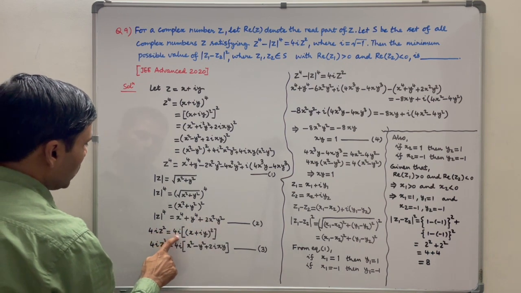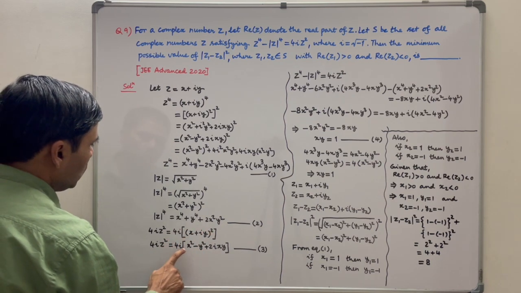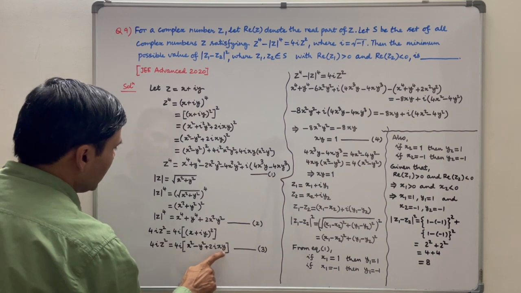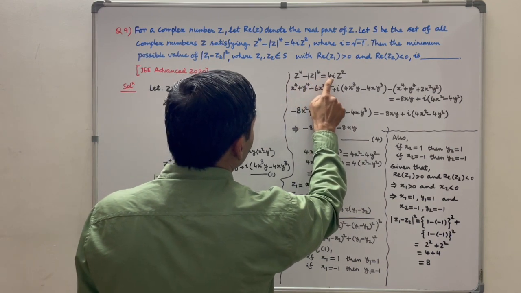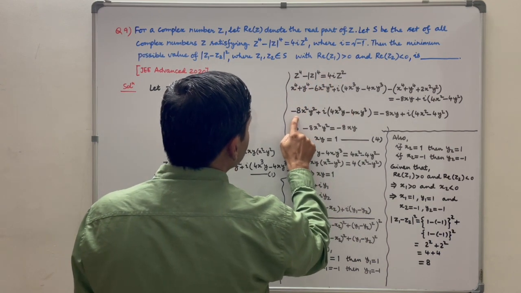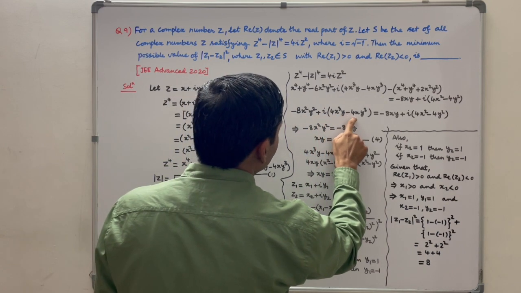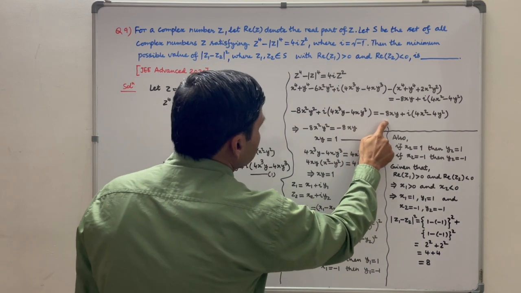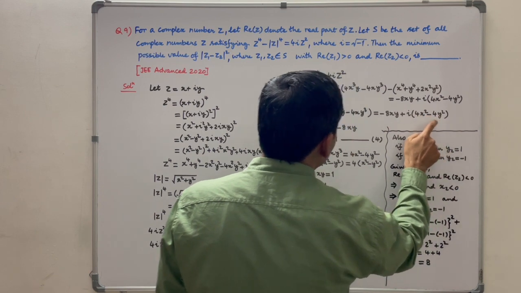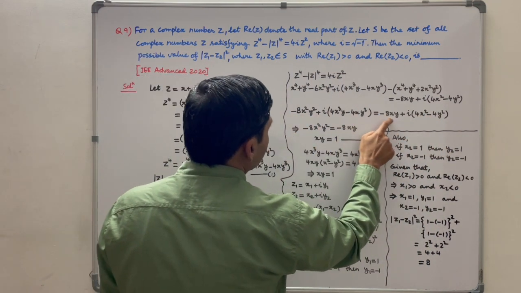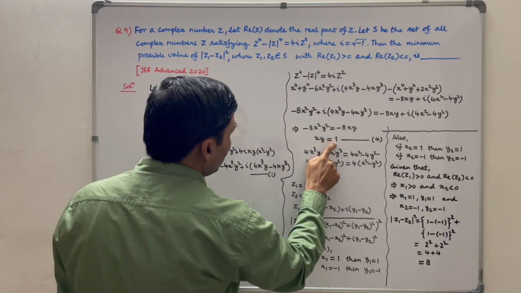4i z square is equal to 4i into x plus iy whole square, and that is equal to 4i into x square minus y square plus 2i xy. z to power 4 minus mod z to power 4 is equal to 4i z square gives minus 8x square y square plus i into 4x cube y minus 4xy cube is equal to minus 8xy plus i into 4x square minus 4y square. We will equate real part with real part and imaginary part with imaginary part. This gives xy is equal to 1.